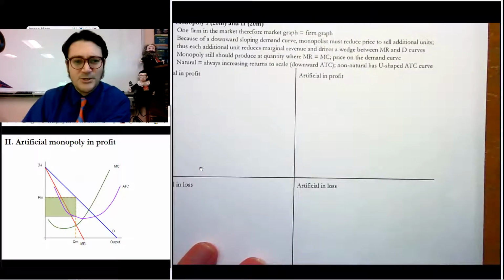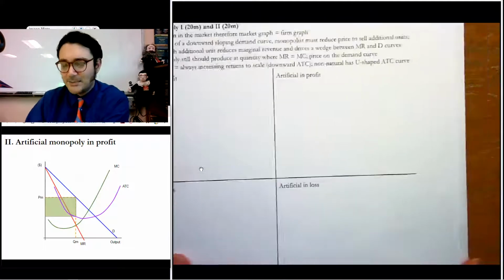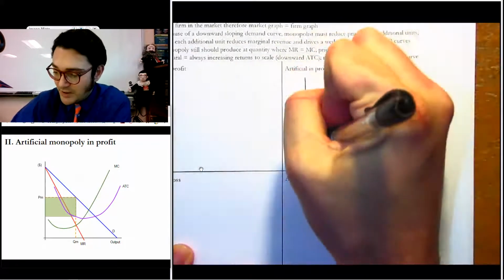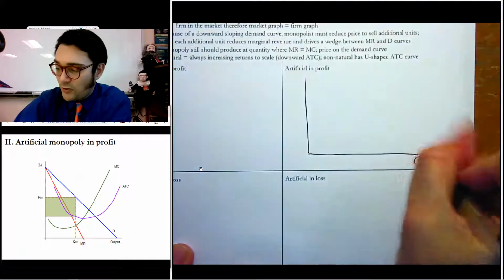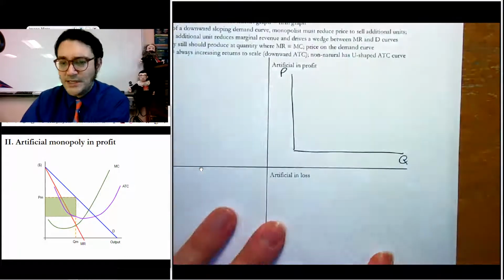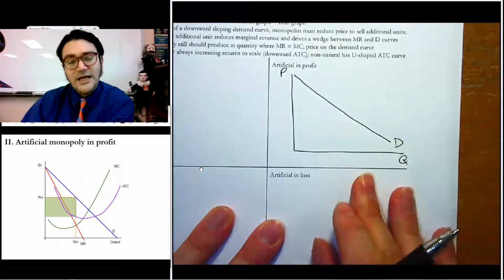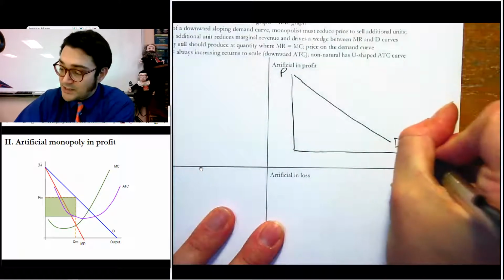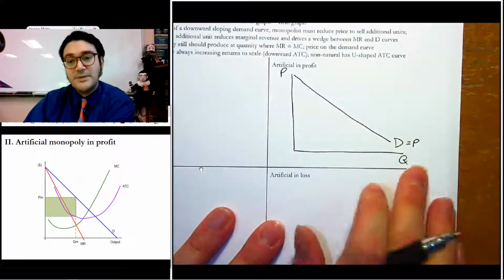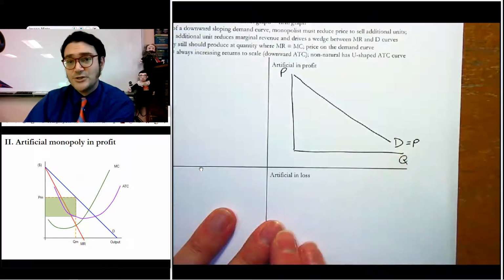Now, don't be scared by this picture below. I'm going to show you how we're going to get to that picture. It's actually pretty easy. So we're going to have an axis, price and quantity. Make sure we label P and Q. And then the first thing we're going to draw is a downward sloping demand curve. I'm going to encourage you when you do this to put demand equals the price, because the demand curve is going to tell the monopolist the price they can charge.